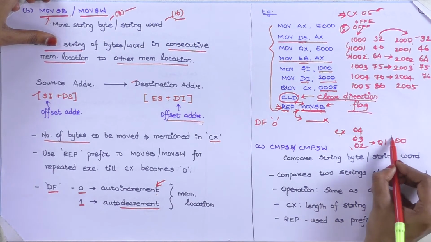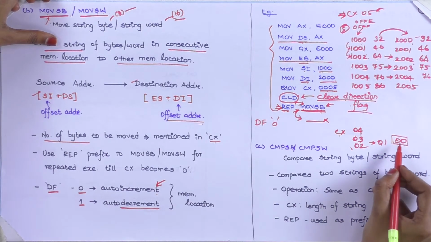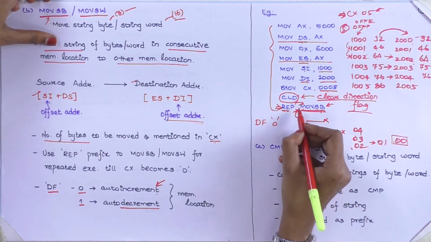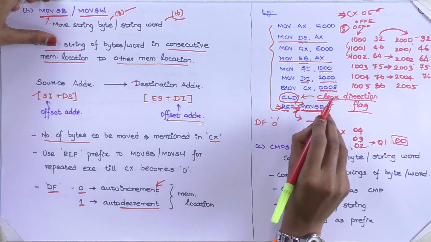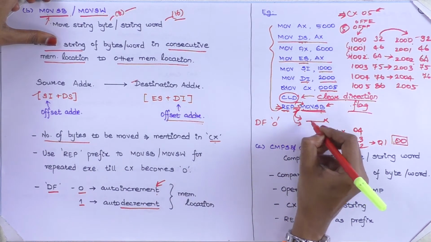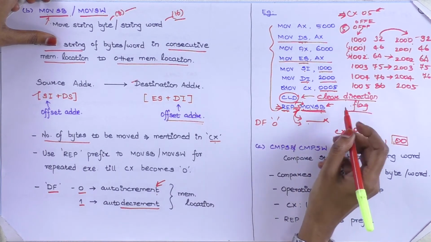So the repeat will check whether CX has become 0 now. CX has become 0, so this instruction will not be executed again. The next instruction mentioned after this will be executed. So, are you all able to get a clear picture now? String manipulation we use when we want to perform operations on a string of data.